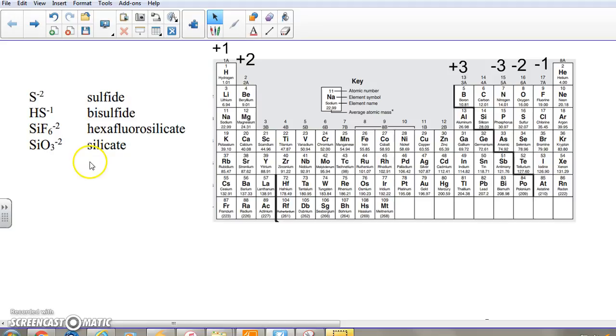And the last one this week is silicate, which is SiO3 with a -2 charge. The 3 there is just something to memorize. Wish I had a trick for you there, but I don't.